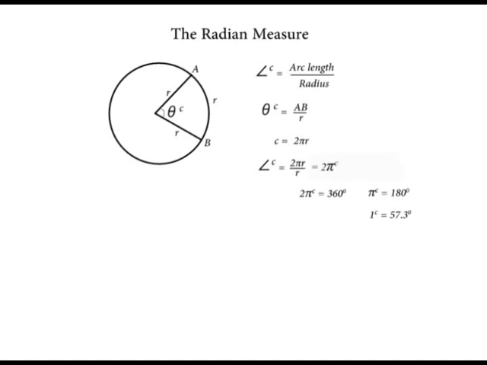However, in most cases, we prefer to write the angle in form of pi. And that means 360 will be written as 2 pi radians, 180 degrees will be pi radians, 90 degrees is a half pi radians, 45 degrees is a quarter pi radians, and so forth and so forth.